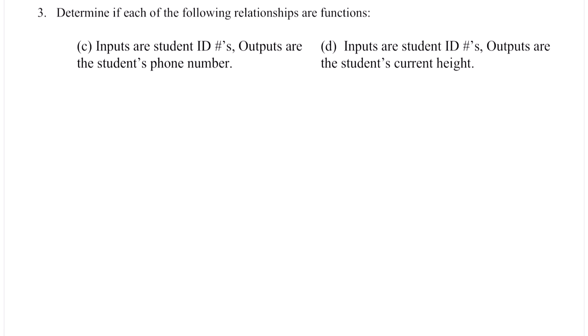Determine if the following relationships are a function. So let's look at this first one, part C. The inputs are student IDs and the outputs are phone numbers. So we need to ask ourselves, are student IDs unique? Are phone numbers unique? Well, let's make up some students.